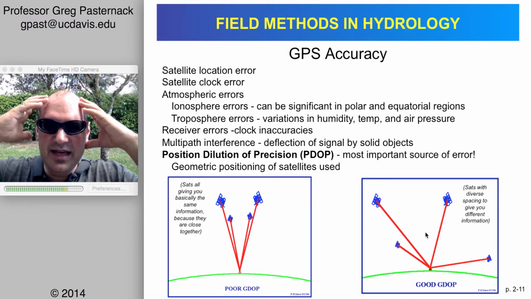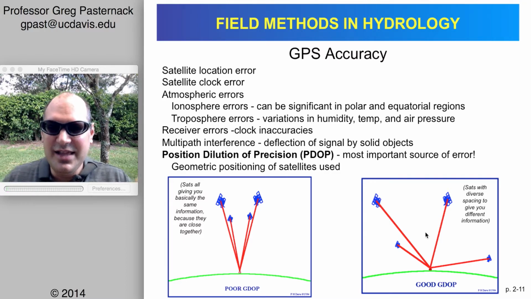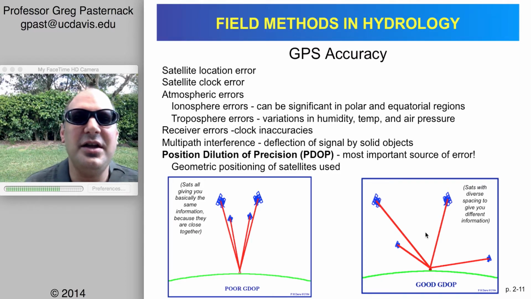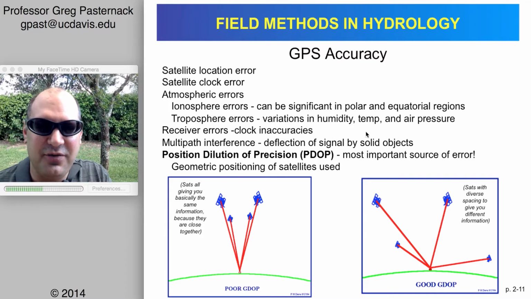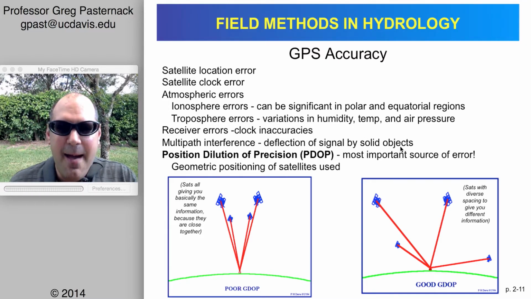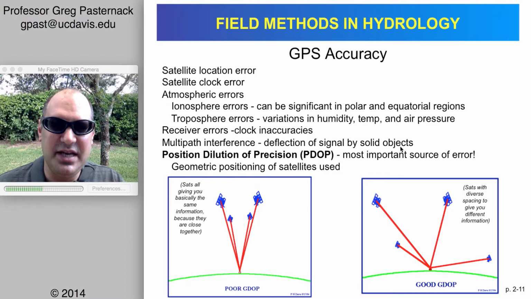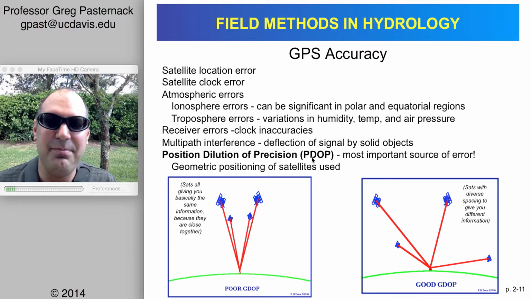So the problem is that we need to have a very good antenna that's designed to try to block out as much of that unwanted bouncing as possible. That's called the multipath interference problem. But most of all, the main limitation in accuracy is something called position dilution of precision, PDOP.